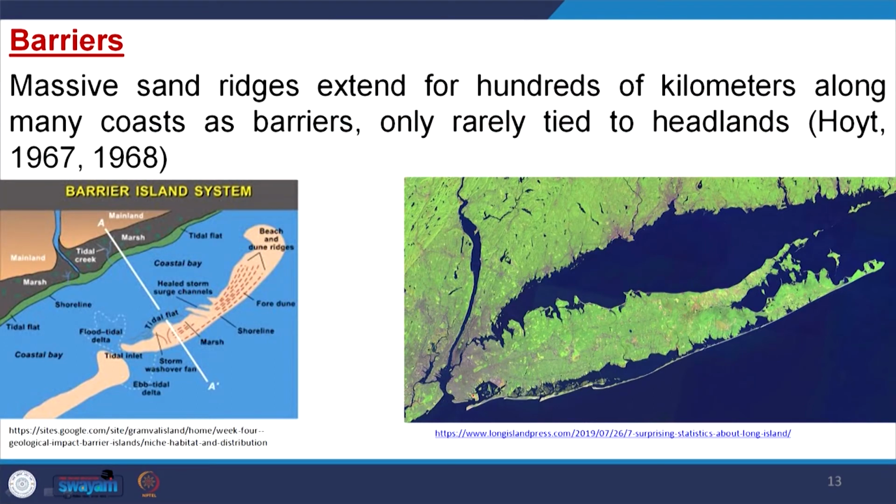Then another component along this coast is called a barrier. A barrier is like a ridge of sand which is developed a few kilometers or a few meters away from the mainland, and it is formed due to wave action as well as current action. Again, this barrier is not a continuous one; there are some breaks within it.